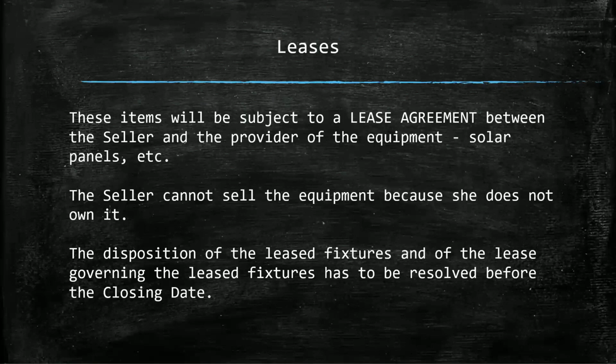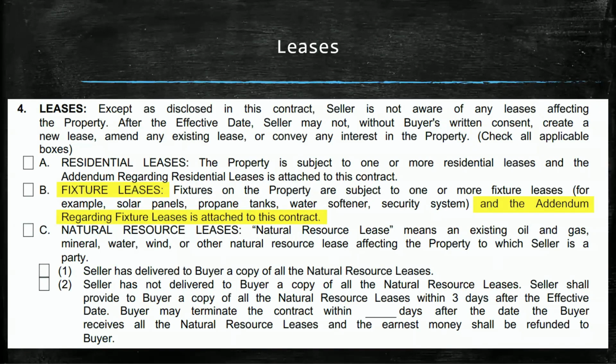Because as we'll see a little bit later on, the seller has to turn over the property free and clear of any sort of debt or encumbrance, unless the buyer agrees to assume or to take on the debt or the encumbrance or the fixture lease. And so if we have any of those types of things going on in our transaction, we do have to fill out and complete and attach the addendum regarding fixture leases to the contract.